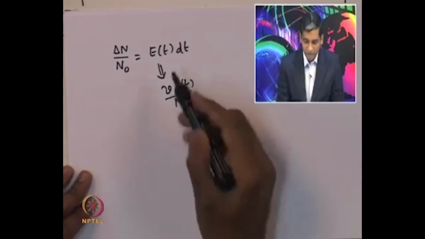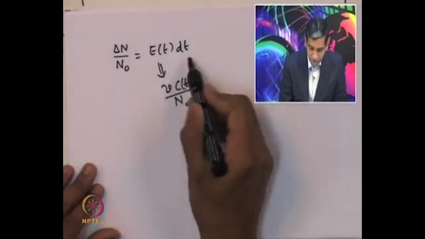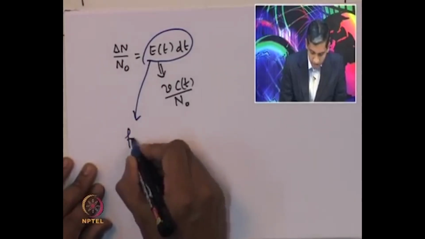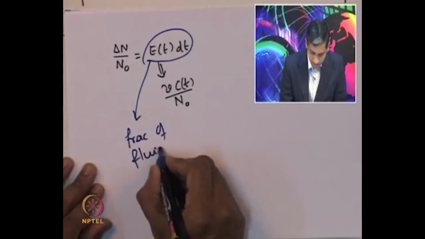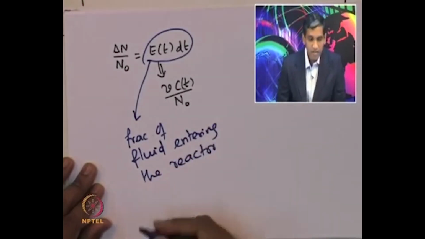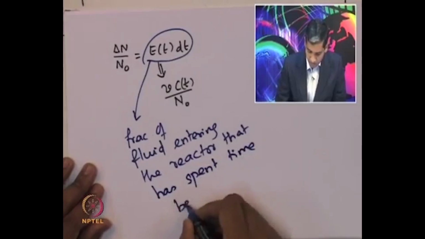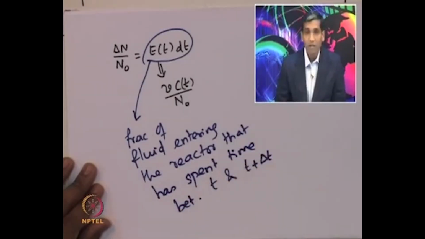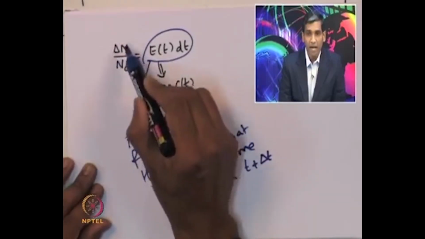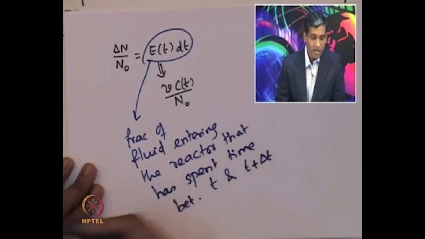If E of t describes the amount of material residing in the reactor, then E of t dt represents the fraction of fluid entering the reactor that has spent time between t and t plus delta t. It is very important to understand this: E of t times dt is the fraction delta n by n naught, the fraction of the total fluid that enters the reactor and has spent time between t and t plus delta t.